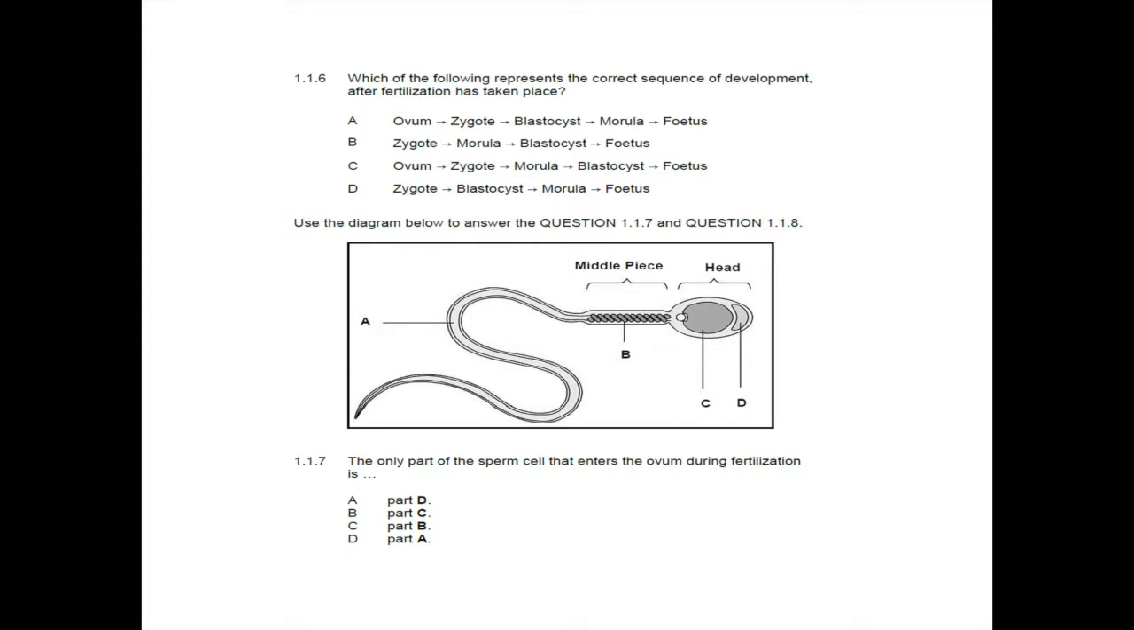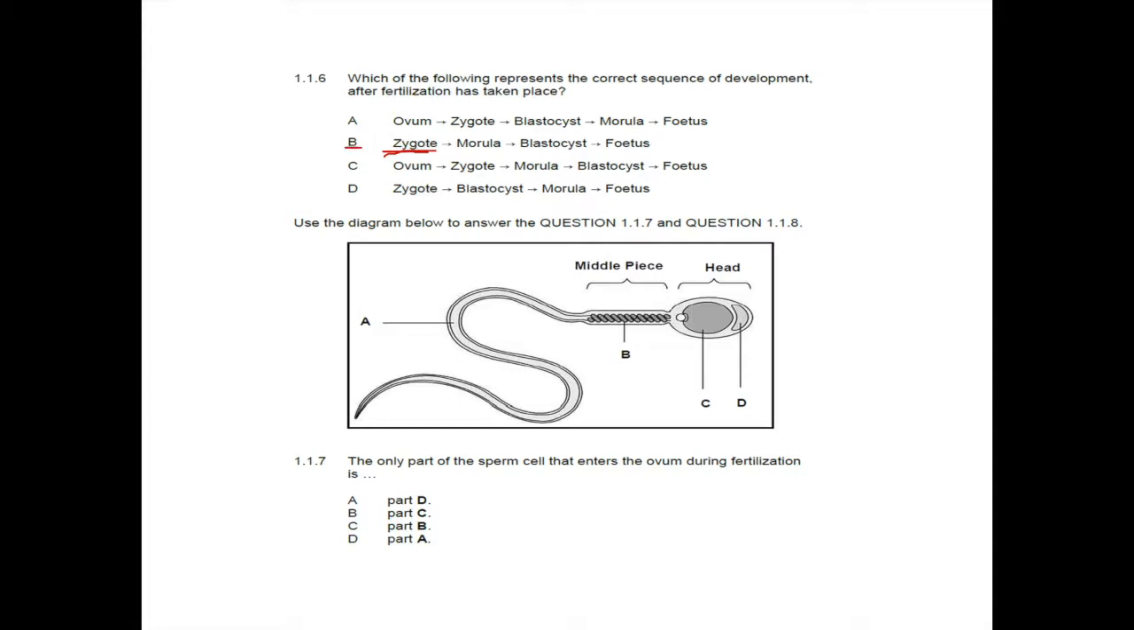Right, 1.1.6. Which of the following represents the correct sequence of development after fertilization has taken place? So, I know the zygote will undergo mitosis to form a morula, which will then form the blastocyst and then the fetus. So, your correct answer is B.